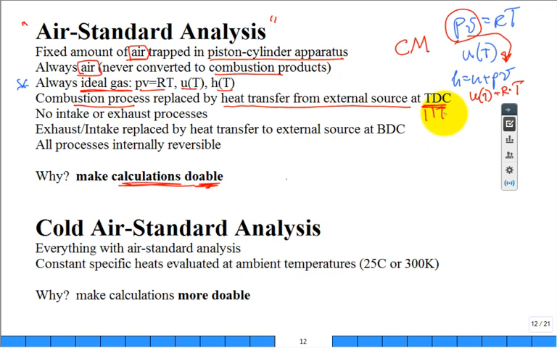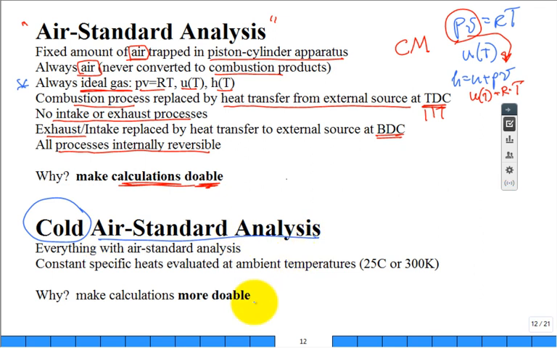That's an approximation. And in intake and exhaust, that's all complicated. Just replace all that by the same thing at bottom dead center. You're just going to sit at bottom dead center, have a heat transfer. This time it's not going to heat up the gas, it's going to cool the gas out. And then let's do this. Let's make everything frictionless. Let's make everything internally reversible. That'll help.